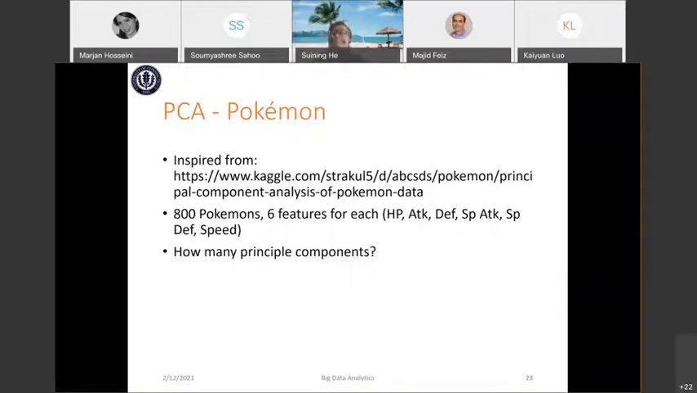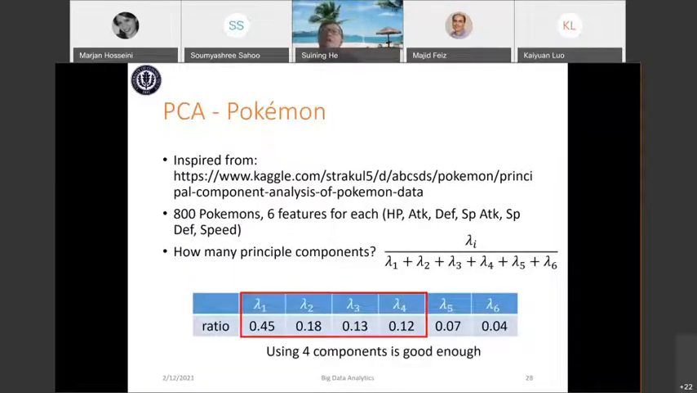So due to the time limit, sorry, I could not explain in further detail, but one of the interesting examples is the PCA for the Pokemon that I recommend you look at. Some people use the Pokemon data and feed it to the PCA and analyze the patterns of different Pokemons.